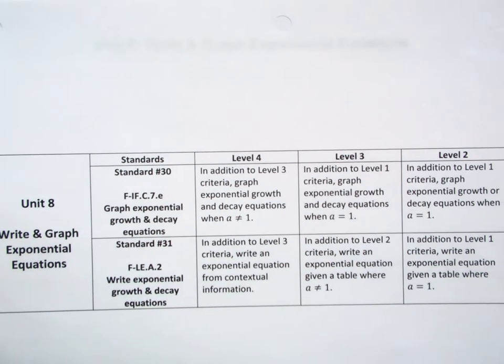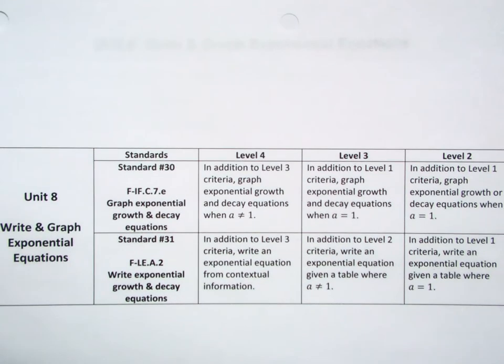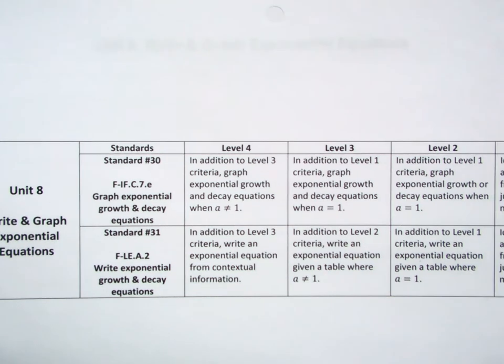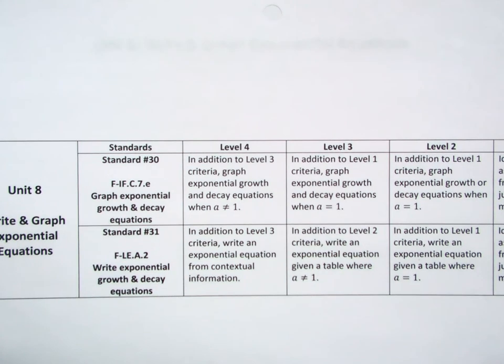So just to give you a quick idea, there are going to be two standards that we're going to talk about in Unit number 8. Standard number 30 is talking about graphing exponential growth and decay equations. Now again, they describe all 4 levels of this. We don't necessarily know at this point in time what a growth function is, what a decay function is. Those will be things that we talk about as we define those in each of our 2 sections in Unit number 8. And then our second standard is going to be write exponential growth and decay equations.